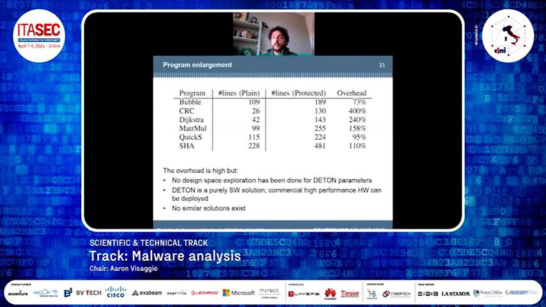What about the overhead? Of course, the overhead is high, and is higher for the small benchmarks. We have to take into account that no design space exploration has been performed. So we do not tune the parameters of DETON. We just performed an example run. So of course, the execution of DETON can be tuned and optimized. And we have also to take into account that this technique does not need any modification of the hardware. It's purely software.